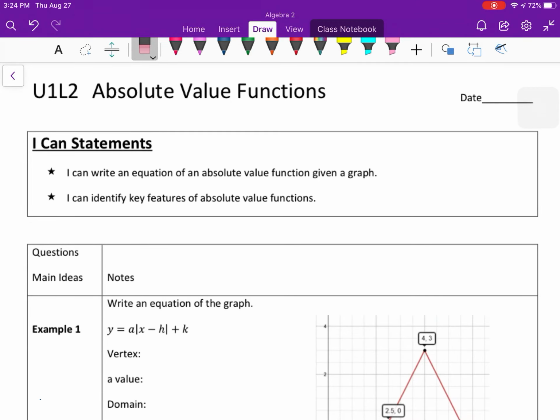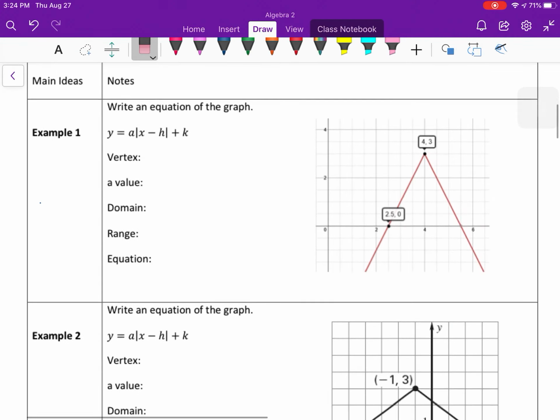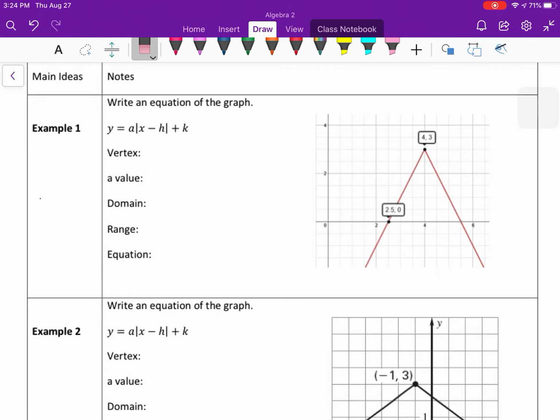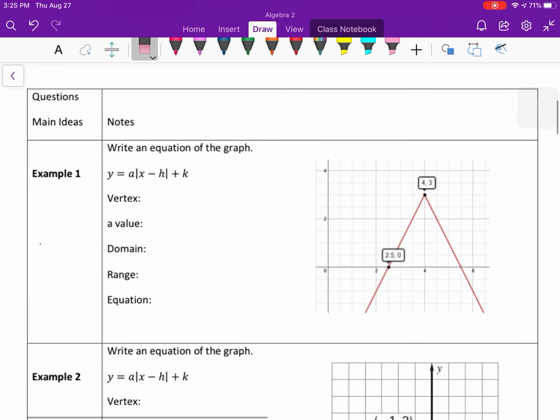All right, today is on absolute value functions, but this time we're going to be writing the equations instead of graphing. So if you can graph the equations, you can definitely write the equations. Writing really focuses on just being able to identify those key pieces.